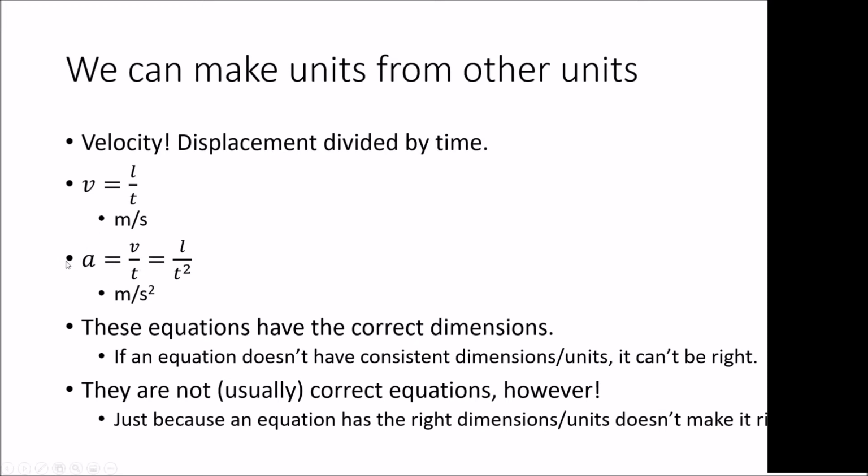Acceleration, on the other hand, is how quickly you're changing your velocity. It's how much your velocity is changing in a certain amount of time. So acceleration is a velocity over a time. And if you look at the units for velocity, you just divide that by an extra time and you get L over T squared, which also gives you meters per second squared.